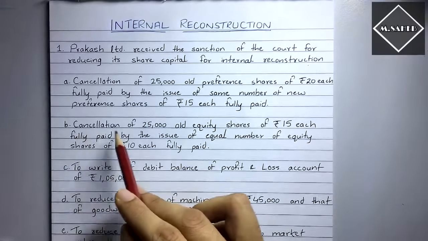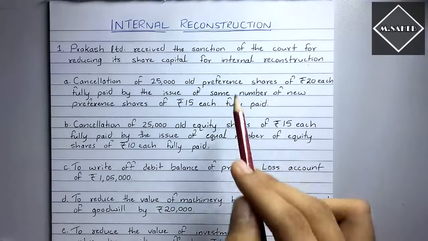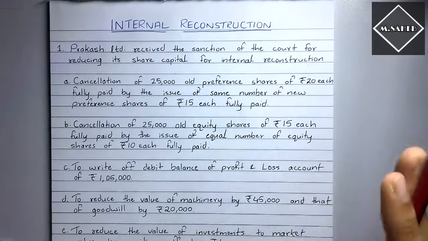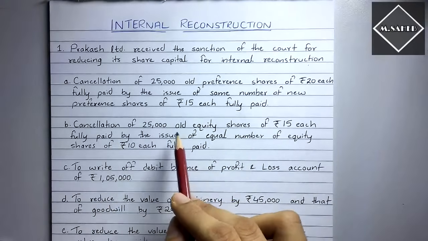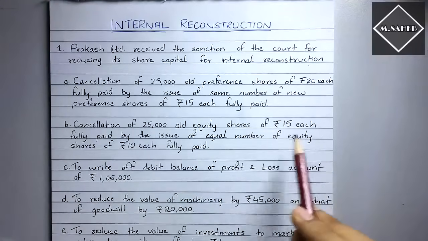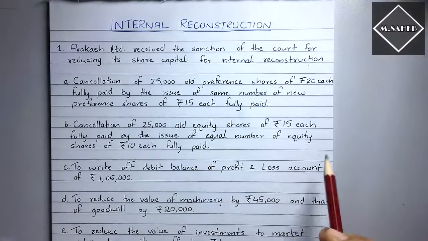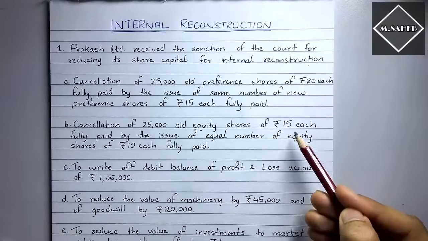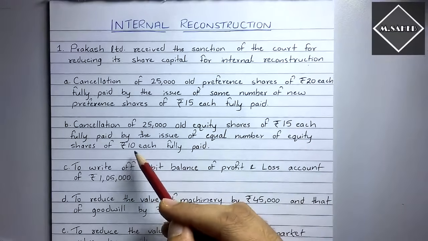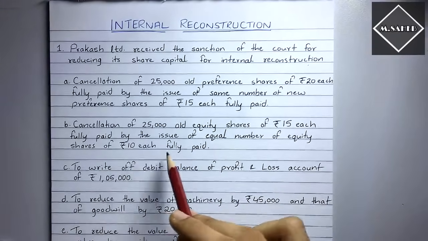Then we have here cancellation of 25,000 old equity shares of rupees 15 each. Here it was preference shares, here it is equity shares, okay? The same thing is happening. Old equity shares have been cancelled, fully paid, by the issue of an equal number of equity shares of rupees 10 each. Here also the face value is reducing, from 15 it is becoming 10, okay? Old cancelled, new shares were issued, 10 each, fully paid.